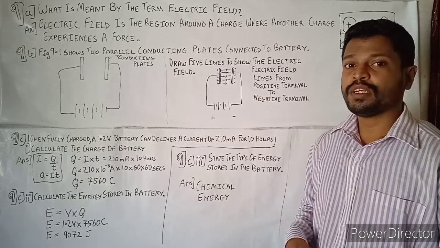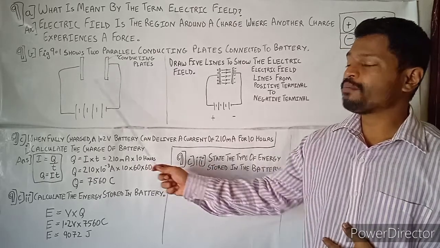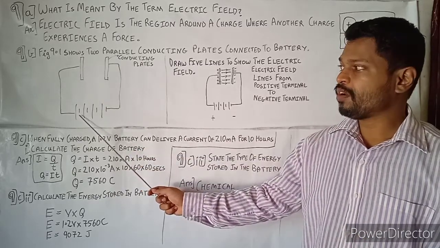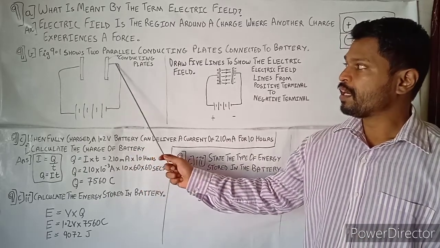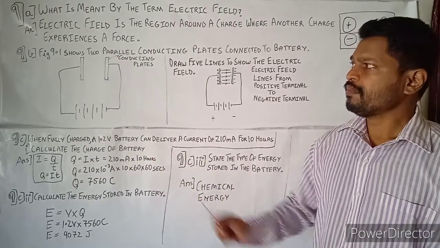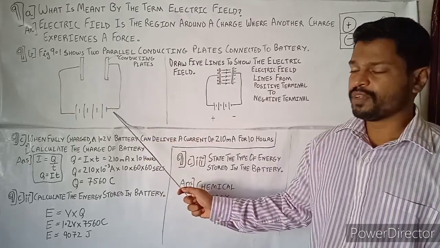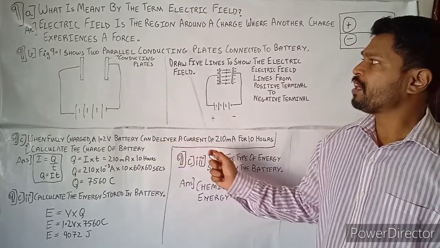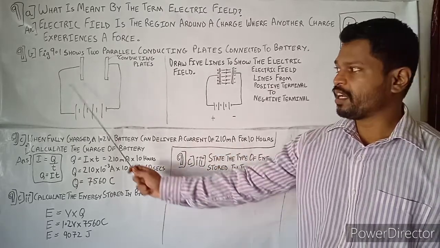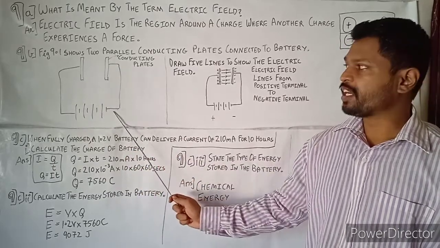Now we'll go to the 9th B part. So you can see this figure, there are 2 conducting plates, and one plate is connected to the positive terminal of the battery and the other conducting plate is connected to the negative terminal of the battery. So in figure 9.1, there are 2 parallel conducting plates connected to a battery. I have already specified that one is connected to the positive end, another is connected to the negative end.